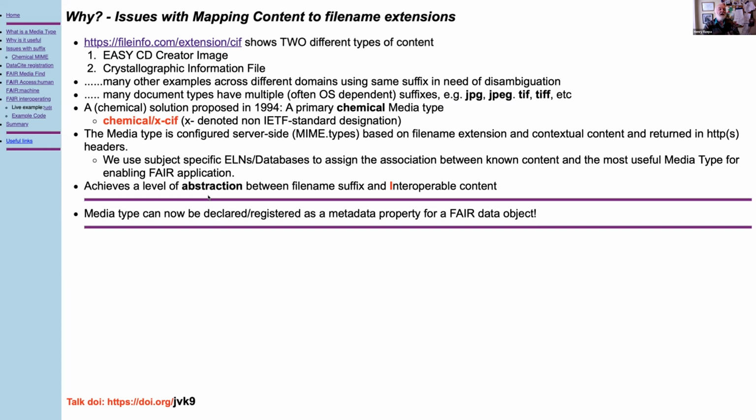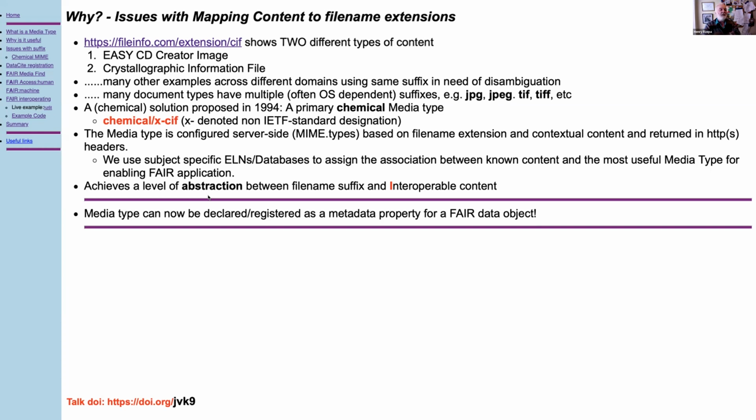Also, many document types often have multiple suffixes. Famous ones are JPEG and JPG, TIFF spelt with one and two Fs, etc. So there are ambiguities there which make it difficult for machines, especially, to cope. So way back in '94, we proposed that the properties of the chemical media type were so unique and so specific that it was useful to have that as a primary type.